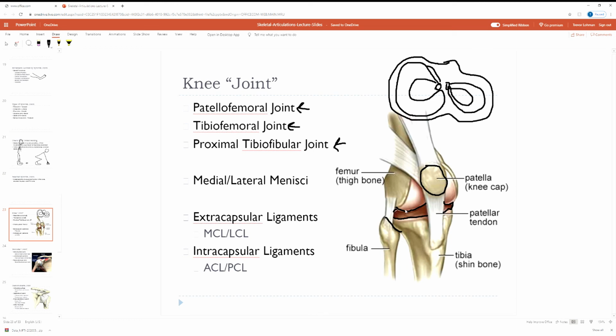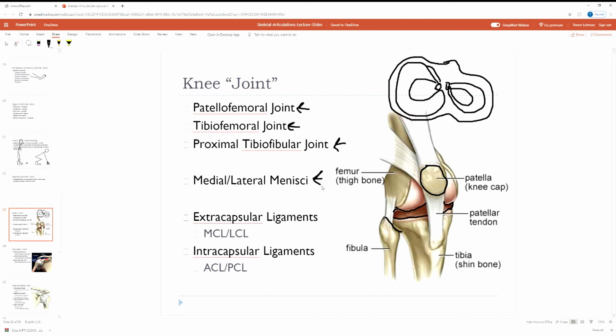They sit in between the articular surfaces of the femoral condyles and the tibial plateau. So they take a beating. They absorb a lot of shock, and they're subject to a lot of compression and shear forces all day, every day. So they're pretty remarkable structures.